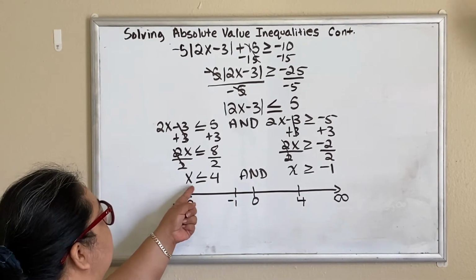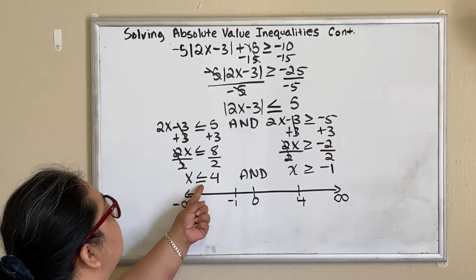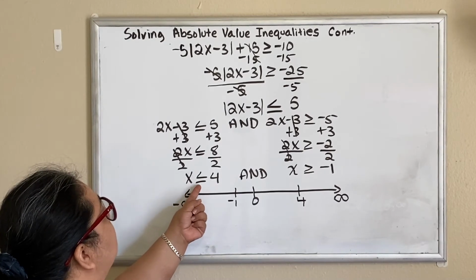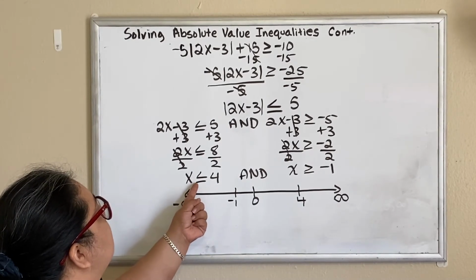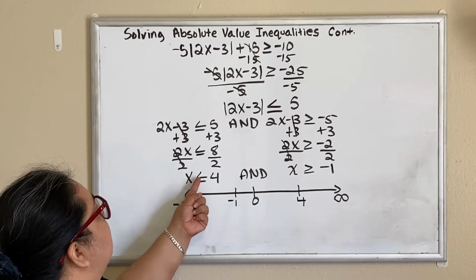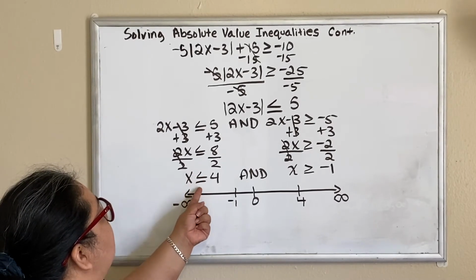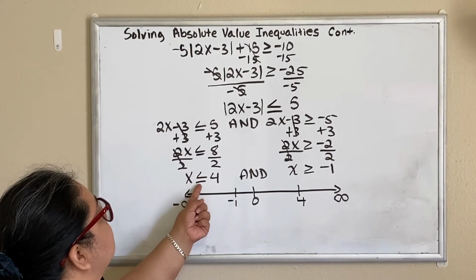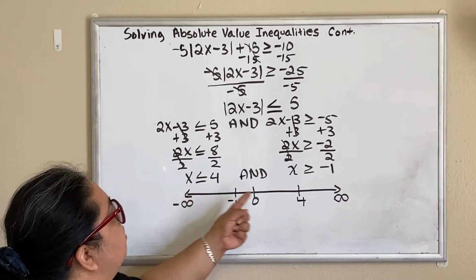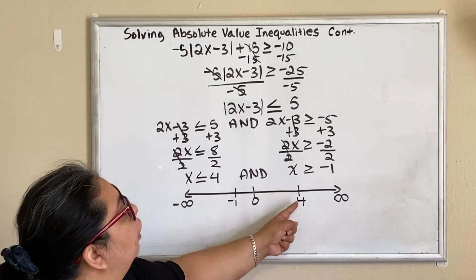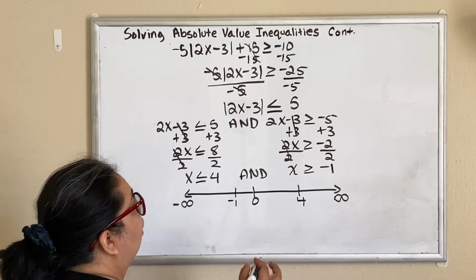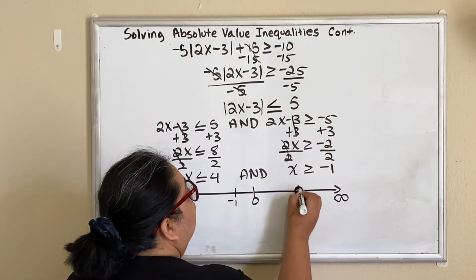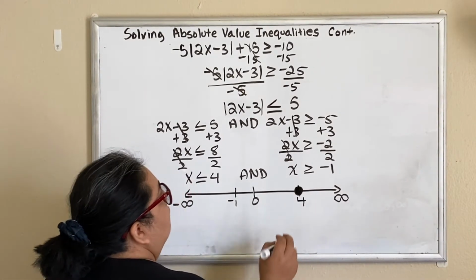This is x is less than or equal to 4. The or equal to part is this line underneath the inequality. I have less than, and then I have or equal to. That equal to means that 4 is closed. So at 4, we're going to bubble in a closed circle.